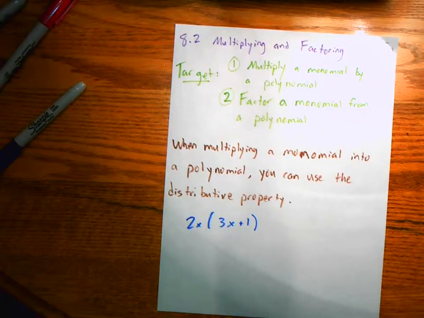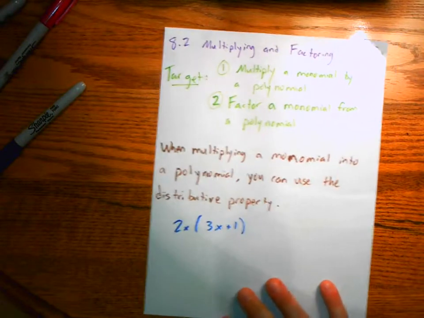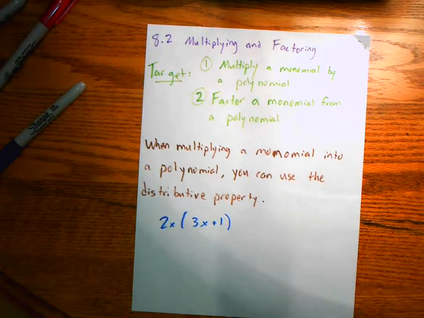Hello, this video is on section 8.2, which is titled Multiplying and Factoring. And there's two targets for this one. The first one is to multiply a monomial by a polynomial, and the second is to factor a monomial from a polynomial. So just looking at the difference between the two targets, one is a complete opposite or reverse process from the other, where you're multiplying things together or you're factoring them out to a more simplified expression.